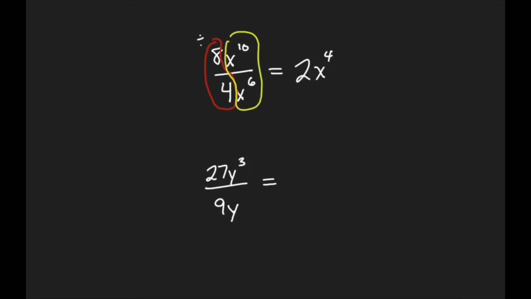Same thing with our next example. We'll have 27 divided by 9, which is 3. And then we'd use our exponent rule. And anytime you don't have an exponent, there's a little invisible 1 there. So y cubed and y to the 1st power, 3 minus 1 is 2. So that's our solution. And that's all we're really doing for any of these problems. You divide the coefficients, subtract the exponents.